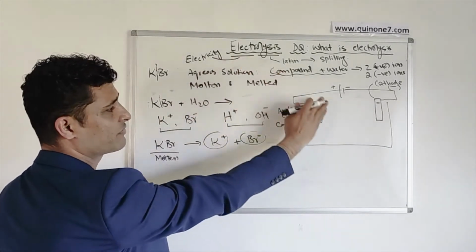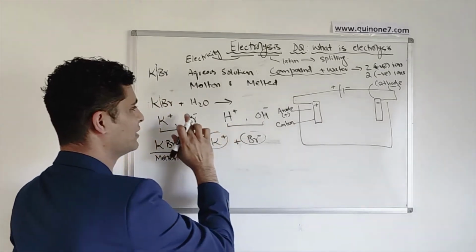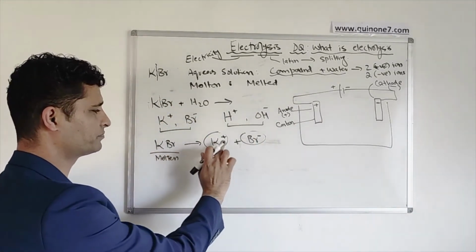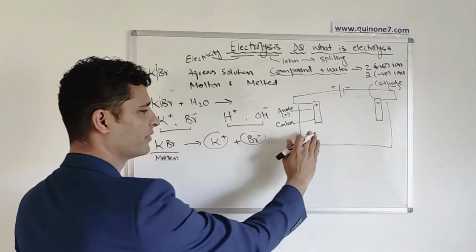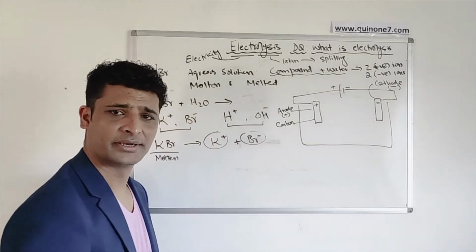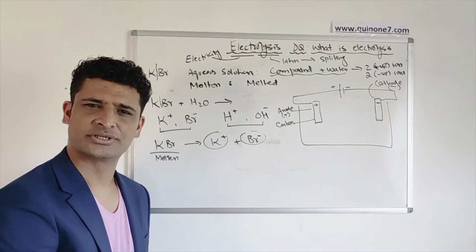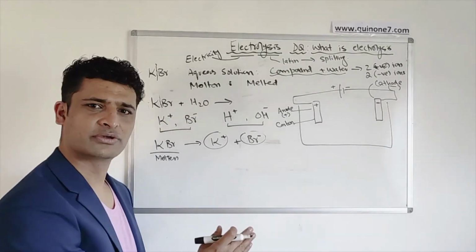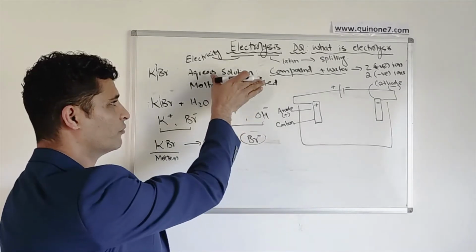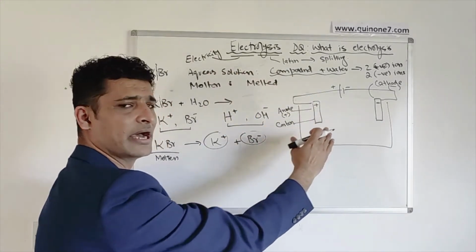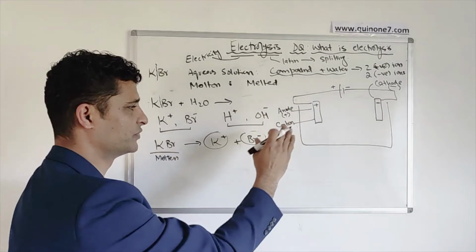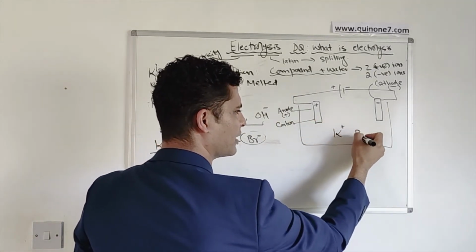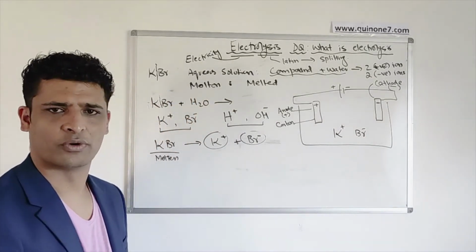If I put the aqueous solution there, you will have 4 ions. If I put only molten, then these 2 will appear here. I'm not going to go into the details today. I'm going to explain that in the next video, where you can look at how the aqueous solution has 4 ions and how molten will have 2. And let's just say you have potassium and bromide ion, in molten form.